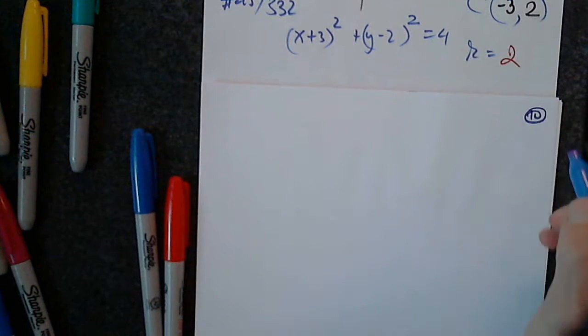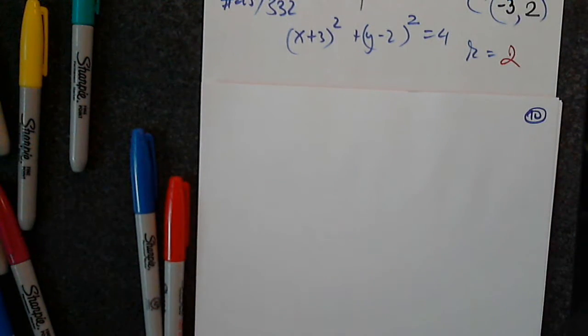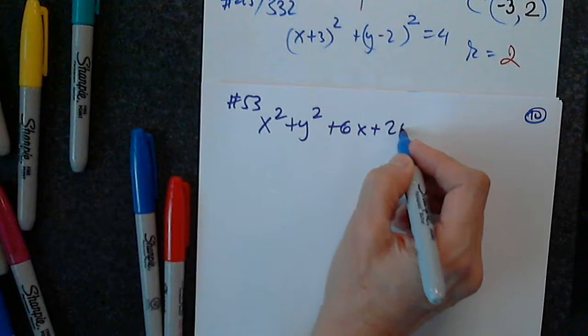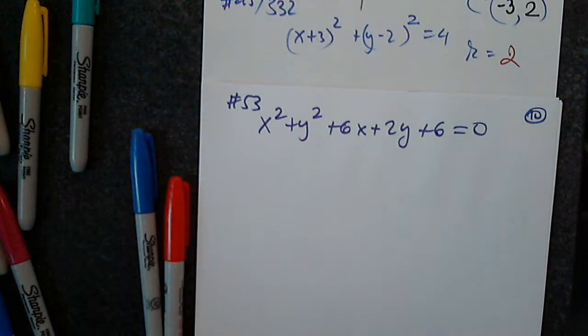Let me just show you the last type before we stop. I know I only have 3 minutes left, so I'm going to try. Let's look at 53. This is the last type of problem for chapter 2. X squared plus y squared plus 6x plus 2y plus 6 equals 0. Same question we're asked here. Is this a circle? I have no idea. If it is a circle, then find the center and the radius. But right now, when I look at this, I'll say I have no clue.